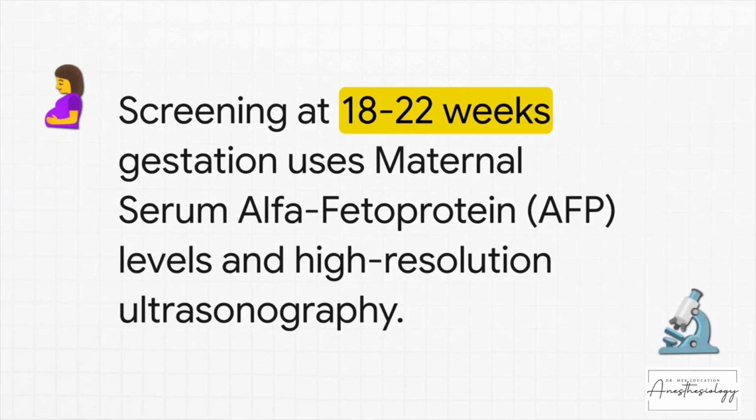So how do we find this? Prenatal screening is typically done between 18 and 22 weeks. We're looking at maternal serum alpha-fetoprotein levels, or AFP. And when those AFP levels are high, say 2.0 or 2.5 multiples of the median, that's considered abnormal, and it's time to investigate further with high-resolution ultrasound.